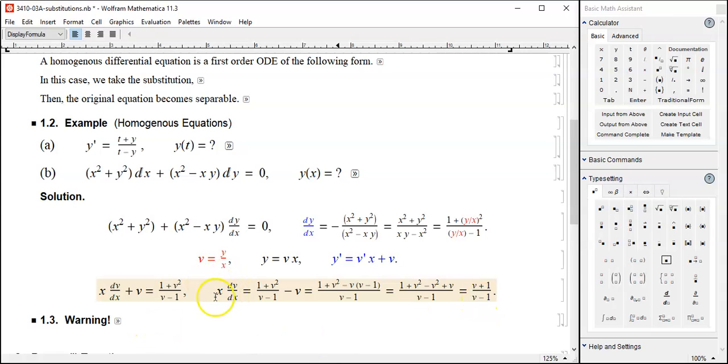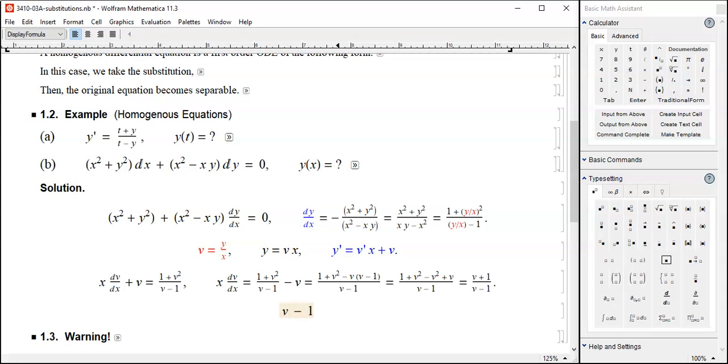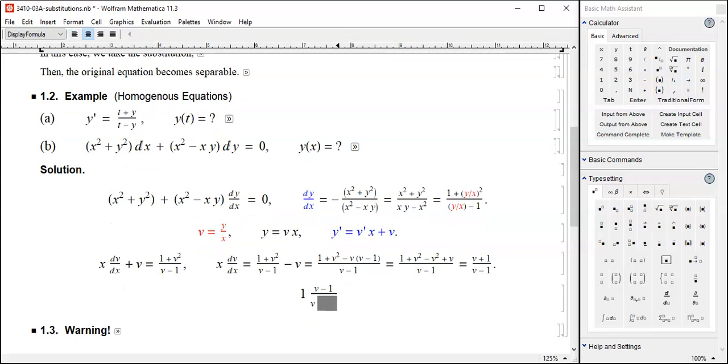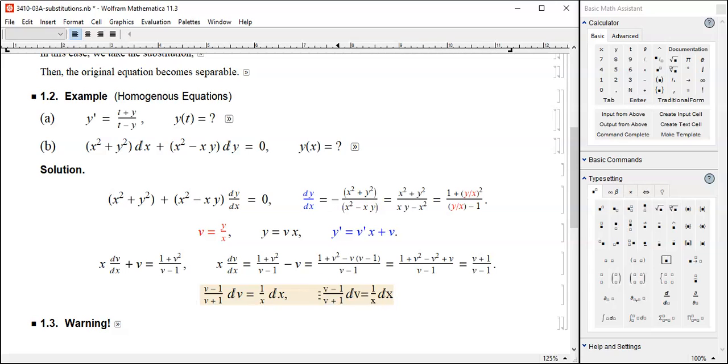Divide the whole thing and divide this one. So v minus 1 over v plus 1, because I just divided, I need to take the reciprocal. V minus 1 over v plus 1, and dv is equal to, now dividing these away, 1 over x dx. Good. Let's take the antiderivatives.